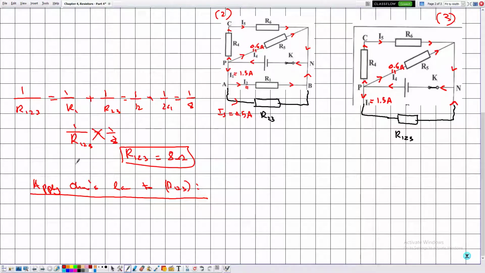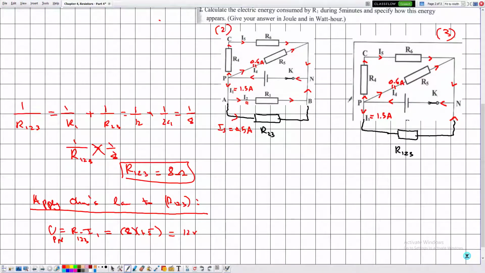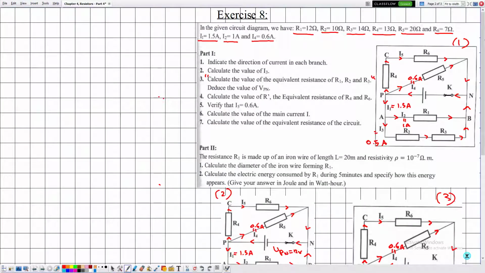Now U is equal to R multiplied by I, and we are interested in determining the value of U. No need to construct a triangle. So R123 multiplied by I1: we have 8 multiplied by 1.5, and plugging this on the calculator, this is 12. Everything expressed in SI, so this is 12 volts, and we are talking about the voltage UPN measured from the positive pole to the negative pole. The trick is to write the voltage here. UPN is equal to 12 volts.